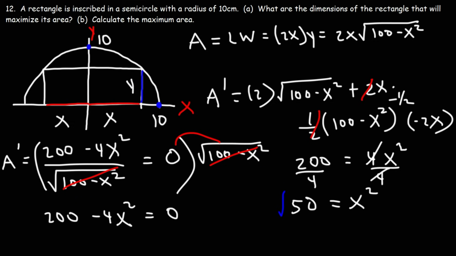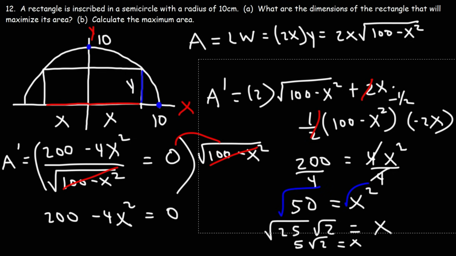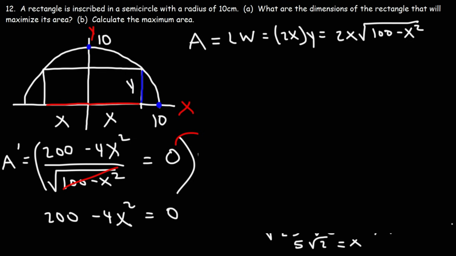And then we could take the square root of both sides. The square root of 50, we can write that as the square root of 25 times the square root of 2. And the square root of 25 is 5. So now we know what the value of x is. So x is 5 square root 2.